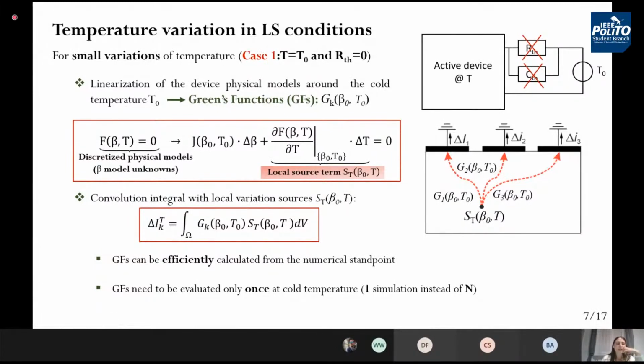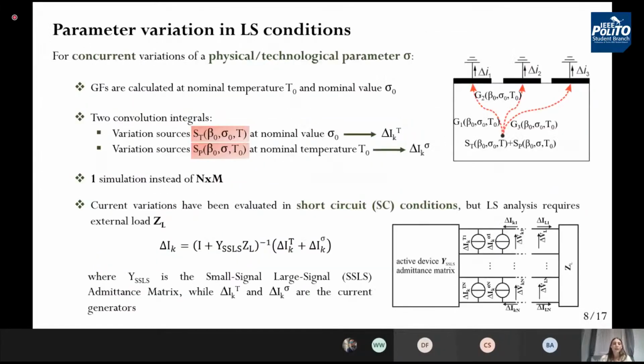This linearized approach gives an advantage over repeated temperature-dependent simulations because the Green's functions can be efficiently calculated and they need to be estimated only once at cold temperature. So we don't need repeated simulations. Now we consider a concurrent variation of a parameter, physical or technological, so we can use the previously calculated Green's functions and then calculate two convolution integrals.